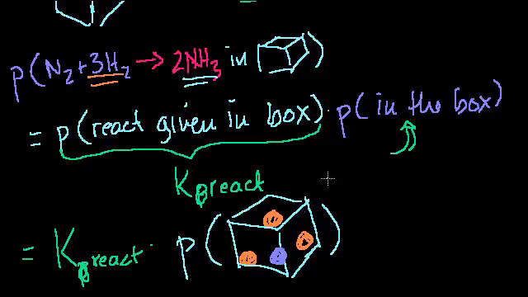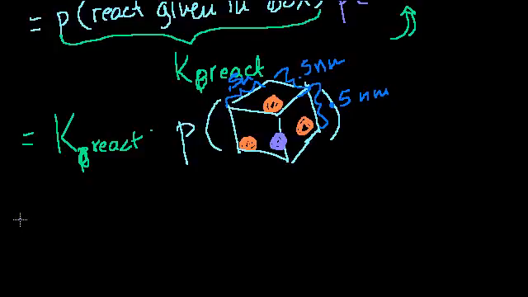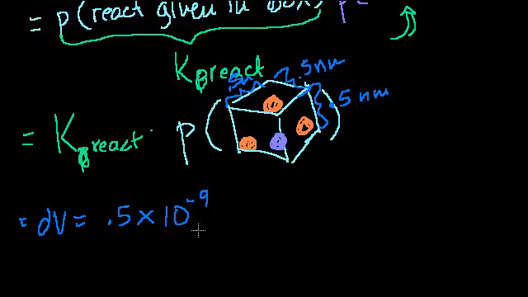So if I pick my dV, and remember, I don't know if this is the right distance, I'm just trying to give you the intuition behind the equilibrium formula. But if I pick this as being 0.5 nanometers by 0.5 nanometers by 0.5 nanometers, what is my volume? So my little volume is going to be 0.5 times 10 to the minus ninth meters, that's a nanometer, to the third power, because we're dealing with cubic meters.